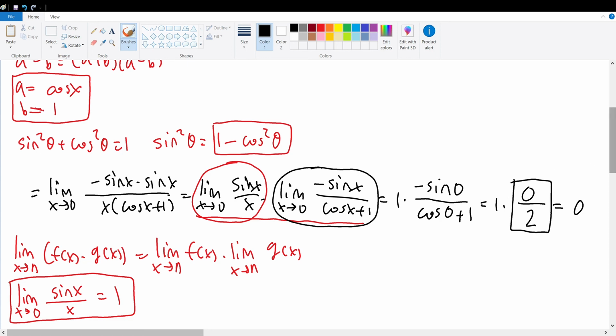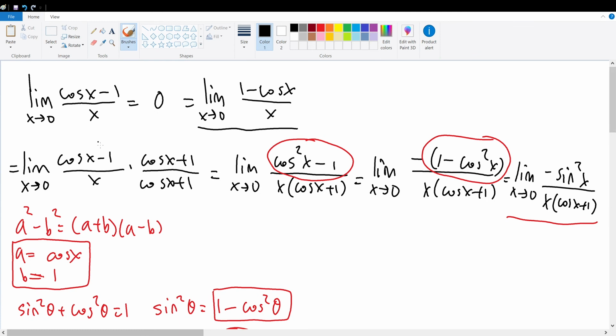Therefore, we have proved the limit as x goes to 0 of (cos x − 1)/x is equal to 0, along with the limit as x goes to 0 of (1 − cos x)/x, which I proved in the previous video.